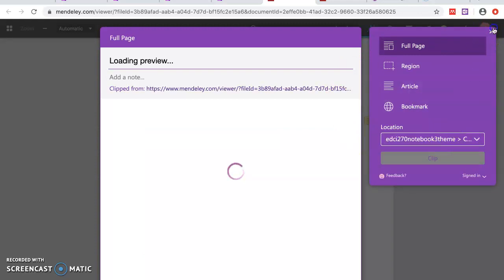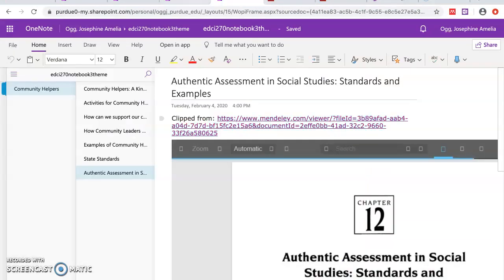EDCI 270 notebook theme. So yeah, that's what it is. Those are my notebooks.